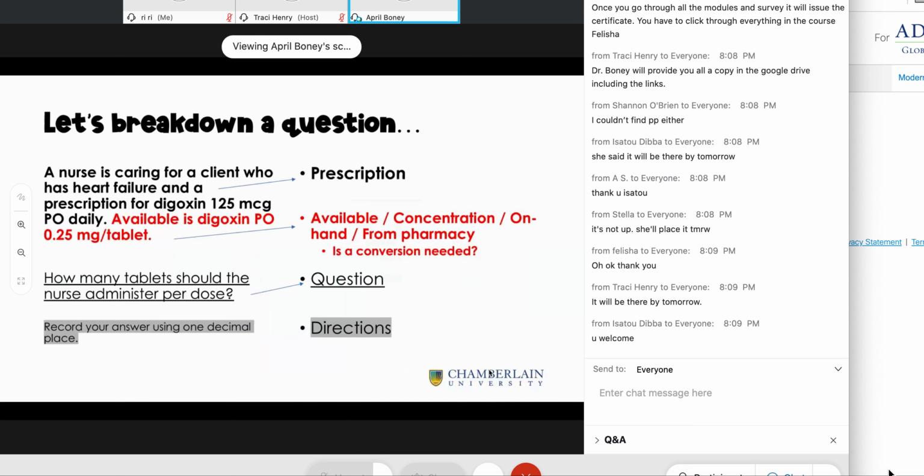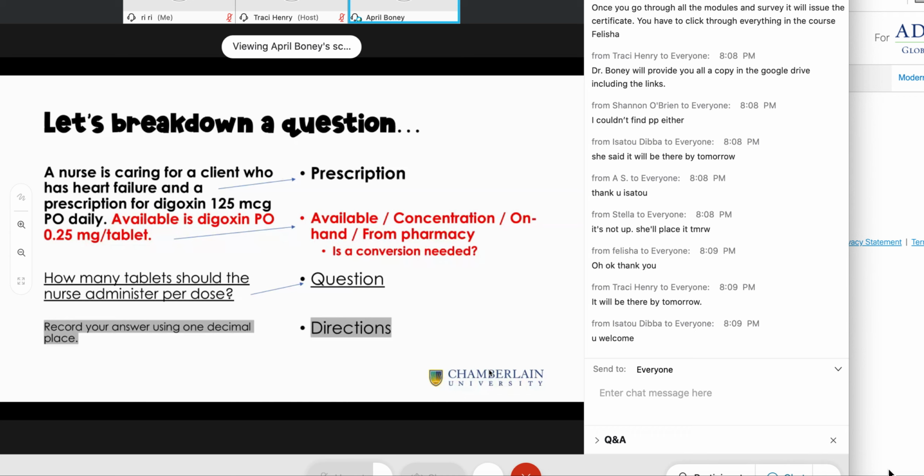Okay, let's talk about what a question is going to look like. First, you're going to have a prescription. And remember, NCLEX calls everything prescriptions. It doesn't matter if we're in the hospital or if we're at home. NCLEX always calls it a prescription. So in this example, we have a nurse caring for a client who has heart failure and a prescription for digoxin, 125 micrograms PO daily. That's our prescription. What is available is digoxin PO 0.25 milligrams per tablet.